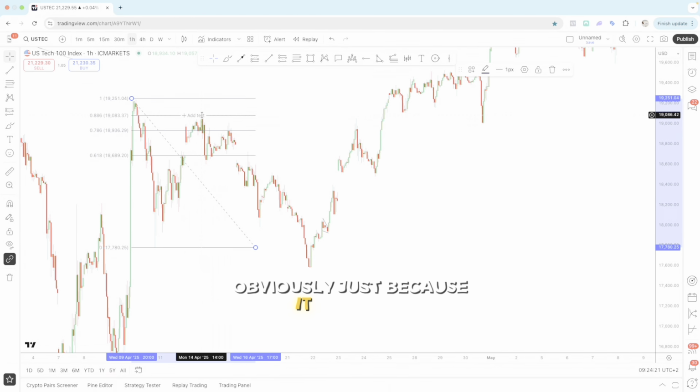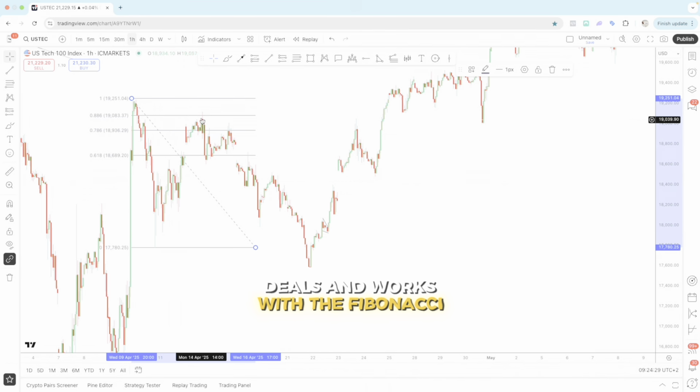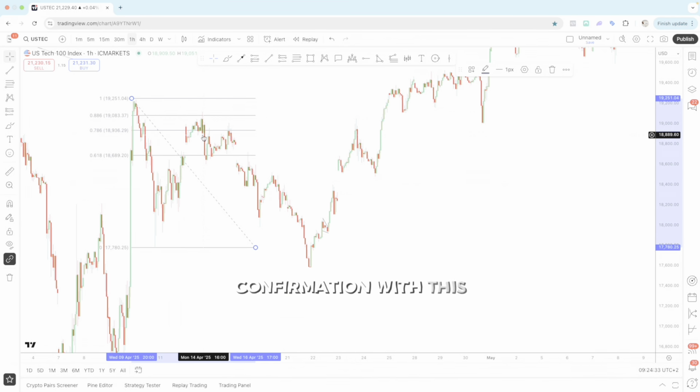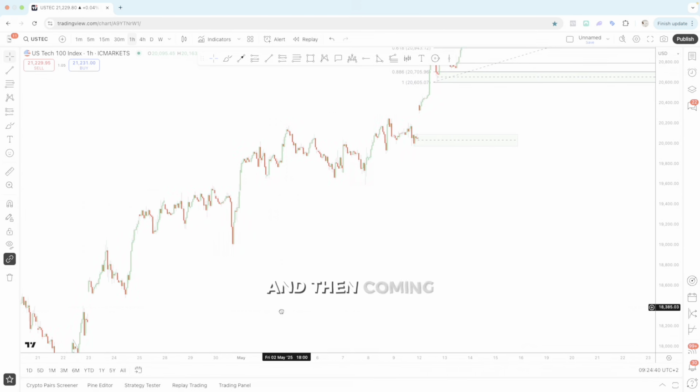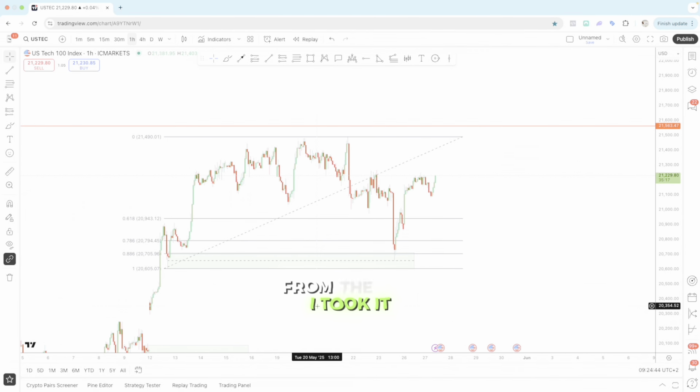Obviously, just because it got here doesn't mean I'm going to be selling. There are a lot of things that I wait for. In fact, there's an advanced strategy that I use that works with the Fibonacci. But even here you can see there was a candle confirmation with this huge engulfing candle right before price started shooting downwards. So that is the first, and then coming back to where we are right now, it's much the same. I took it from the low here to the high right here, and 0 is at the high because it's an upward trend.